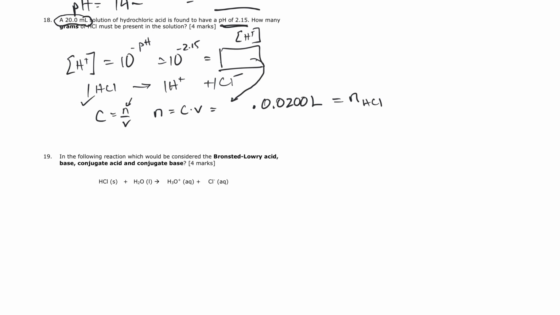And now I can use this formula, moles is equal to mass over molar mass. I'm solving for mass, so it's moles times molar mass. The moles come from right here, multiplied by the molar mass of hydrochloric acid, which is 36.46, I think, grams per mole. Multiply it out, come up with a number.